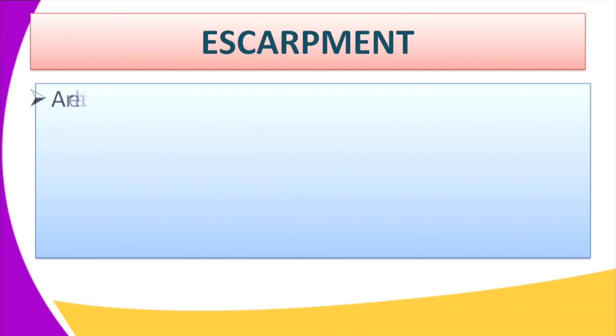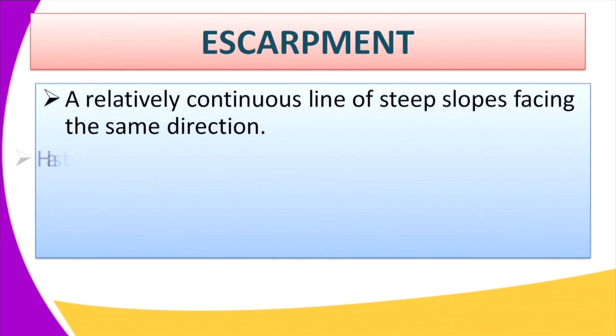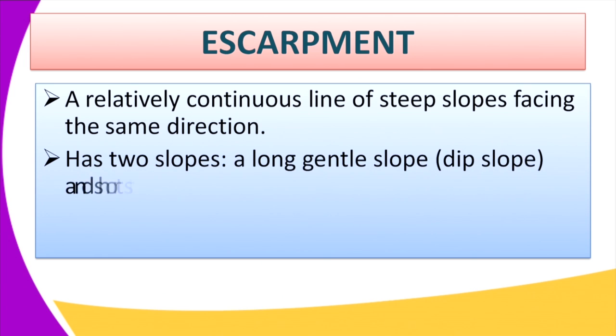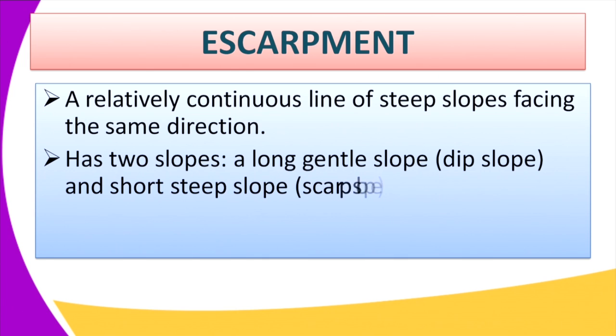Escarpments. An escarpment, we looked at that in the landforms, in Geography Form 2. An escarpment is a relatively continuous line of steep slopes facing the same direction. And it normally has two slopes, one long gentle slope and another short steep slope.